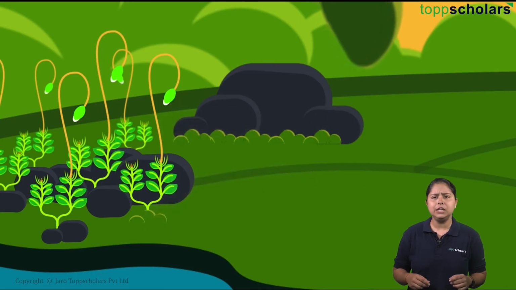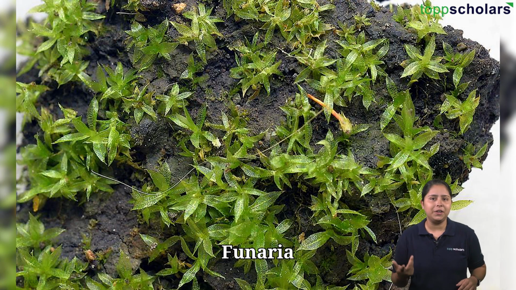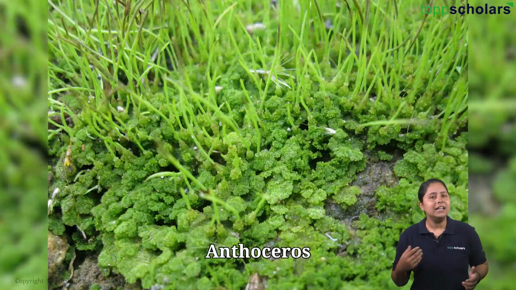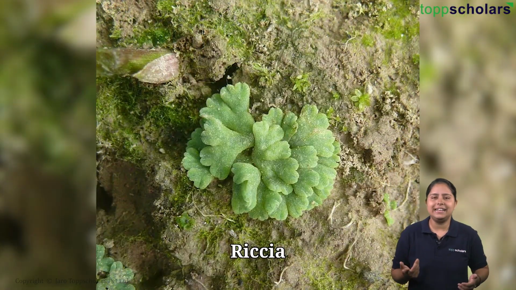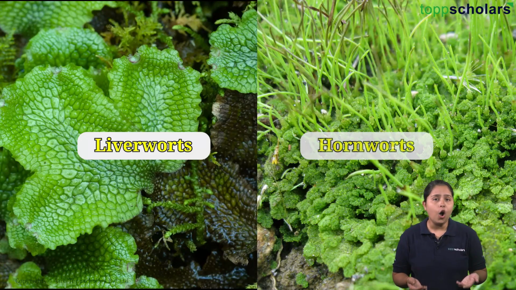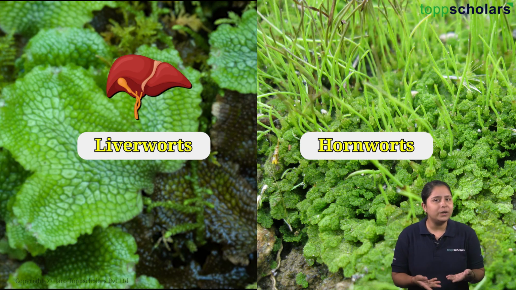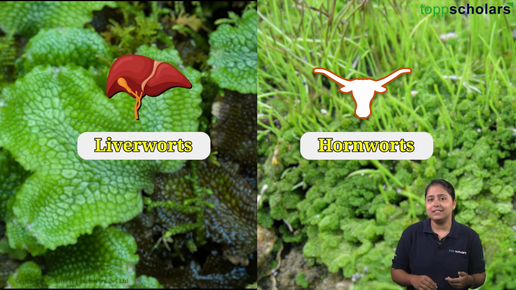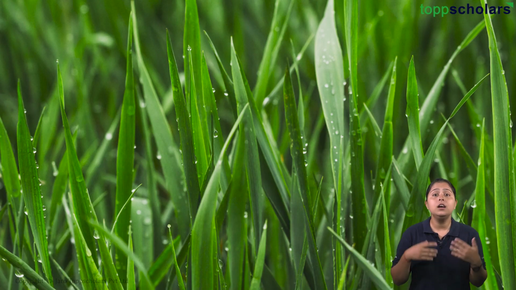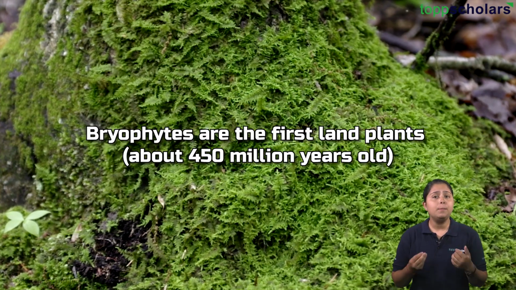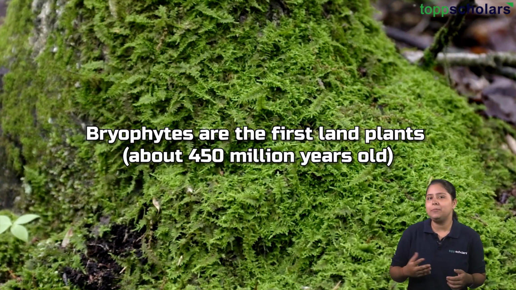Some examples include moss like Funaria, Marchantia, Anthoceros, Riccia, etc. Liverworts and hornworts are also bryophytes. Liverworts are named so because they are shaped like liver and hornworts because they resemble horns. And the wort part of the name here shows that they are herbs. These are much older than vascular plants.